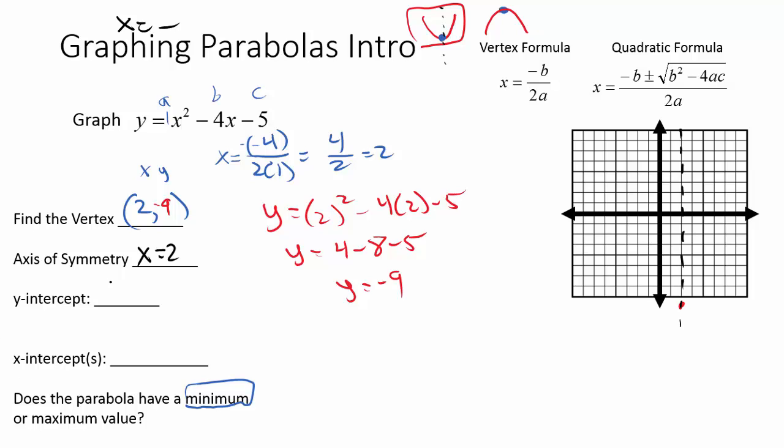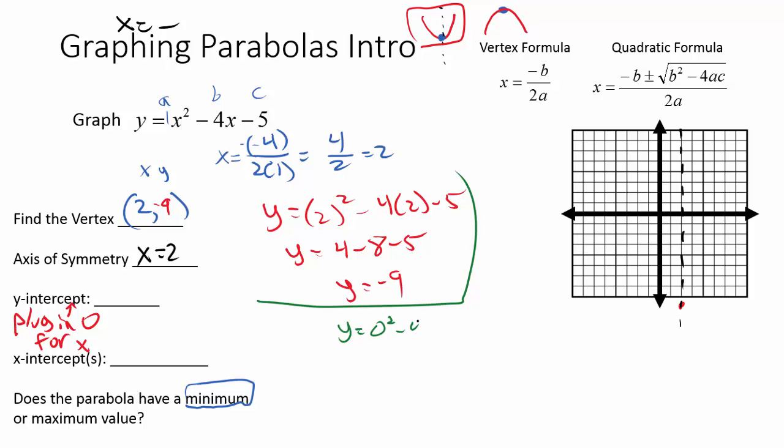To find the y-intercept of a parabola, just like when we find the y-intercept of anything, we're going to plug in 0 for x. So if we look back here at this parabola, to find our y-intercept, we've got to take y is equal to 0 squared minus 4 times 0 minus 5. And you might be noticing that that's just going to be the c term here, that constant term at the end. So in this case, the y-coordinate should be at (0, -5).